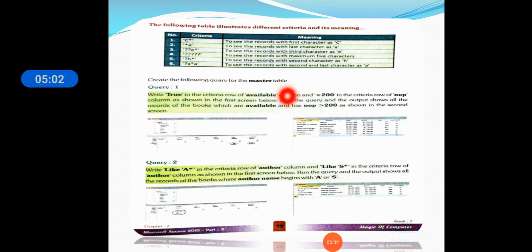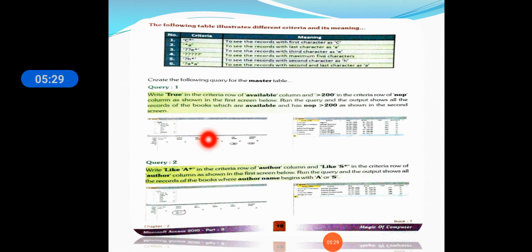Create the following query for the master table. Query 1. Now we are going to see how we can create the query. Write true in the criteria row of the available column and less than 200 in the criteria row of the NOP column, as shown in the first screen below. Run the query and the output shows all the records of the books which are available and NOP less than 200, as shown in the second screen.